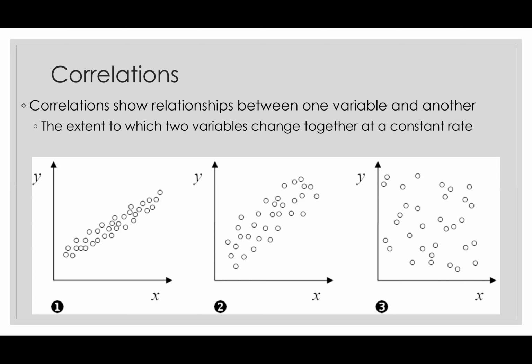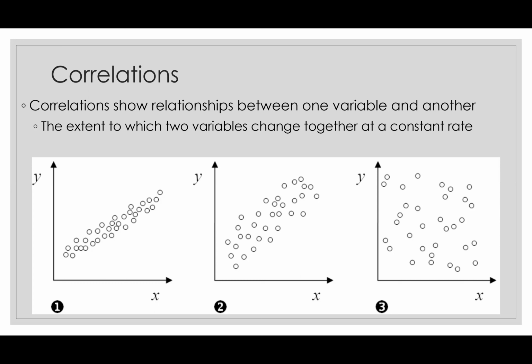In image number one, you can see that the dots or circles in the graph are generally going from the bottom left to the upper right. That would be a pretty tight positive correlation, because as the x variable increases, the y variable also increases.